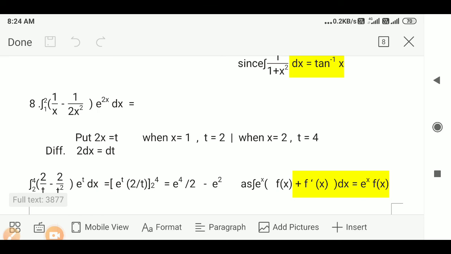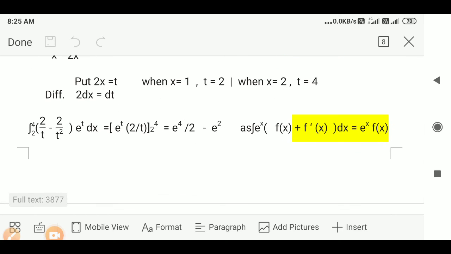We put 2x equal to t. If you put 2x equal to t, then the limits will also change. When x is equal to 1, t will become 2 into 1, that is 2. And when x is 2, then t is 2 into 2, that is 4. So the limit will change from 2 to 4. And now 2x is t, so after differentiating we get 2 dx is equal to dt.